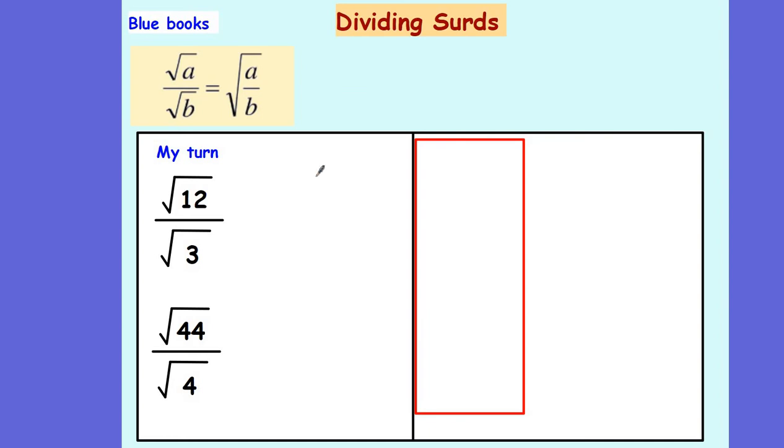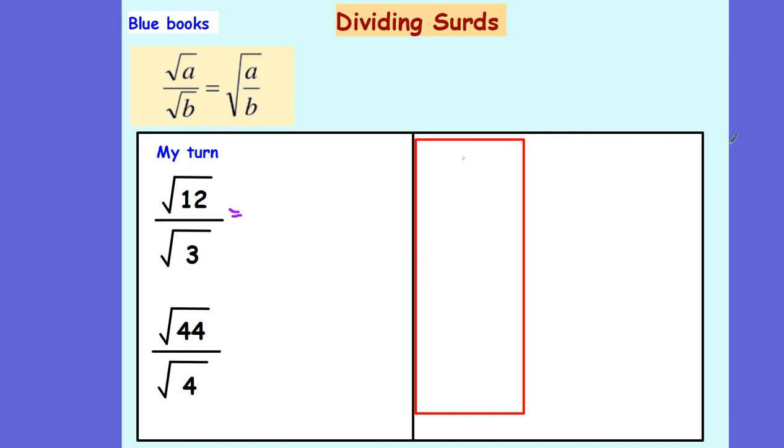So dark blue book's out for me. Can you give me the title Dividing Surds and the dates? And then underneath, can you write this rule? The square root of a surd A divided by the square root of a surd B is equal to the square root of A divided by B. And when you've got that down, I'll go through 2 examples, and then there's going to be 2 for you to do. Here's my first example.